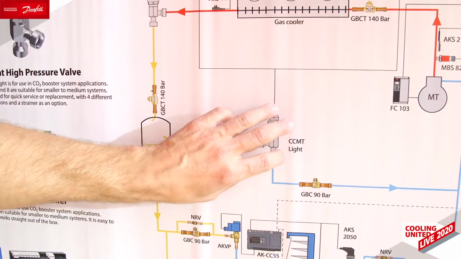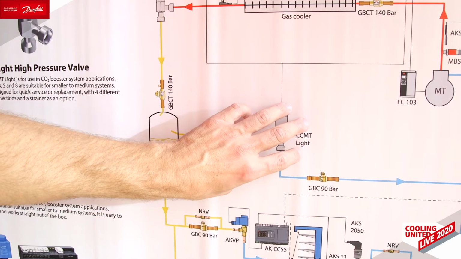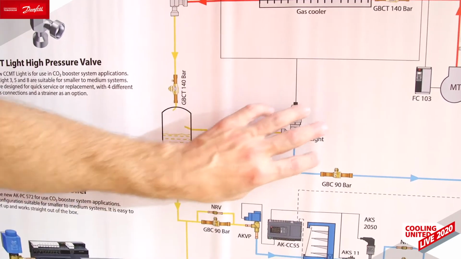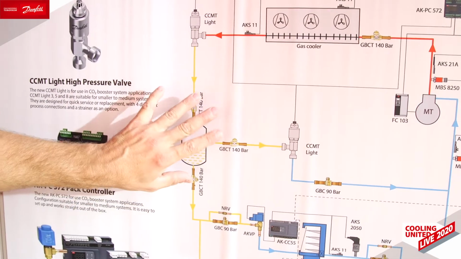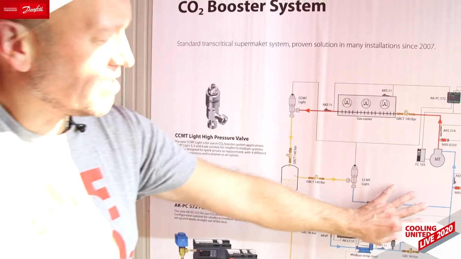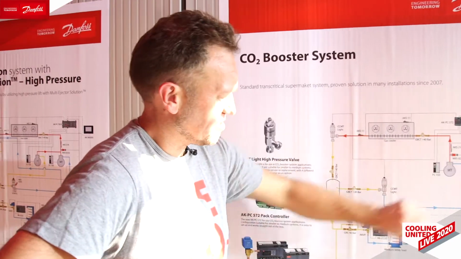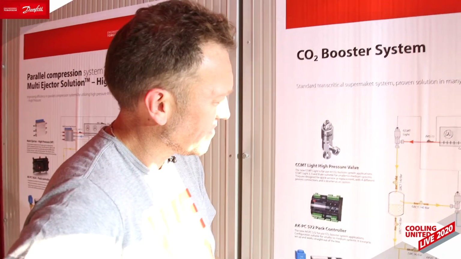And this is where the gas bypass valve comes into the picture, also here illustrated with the CCMT Lite valve, which is throttling the gas from the receiver pressure, typically around 35-40 bars, down to the evaporating pressure of the MT compressors or the MT evaporators.